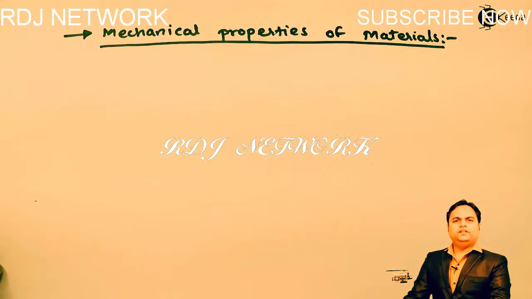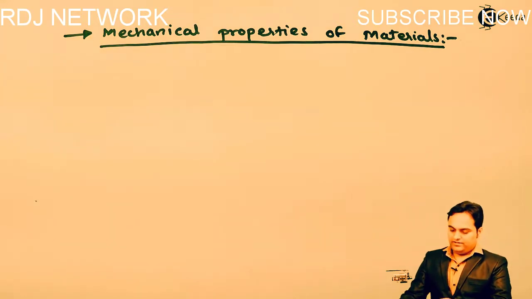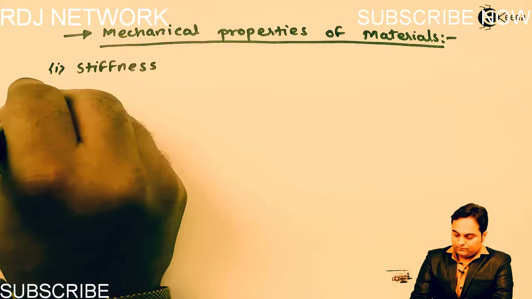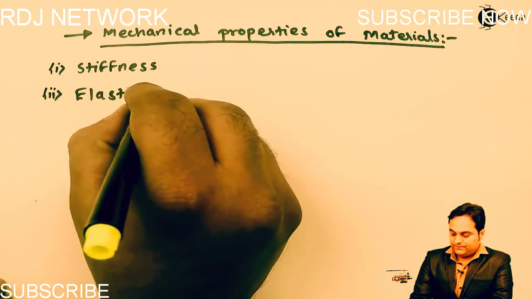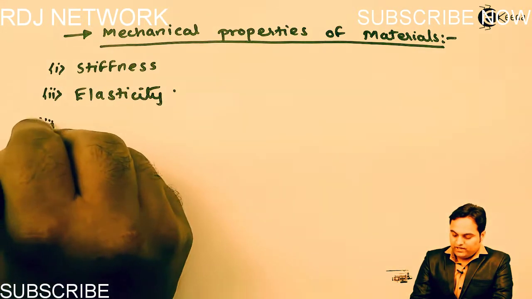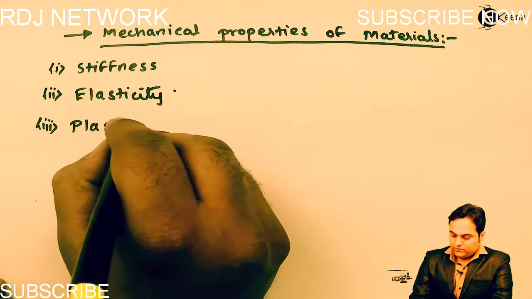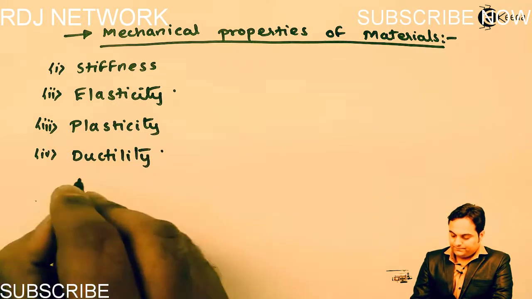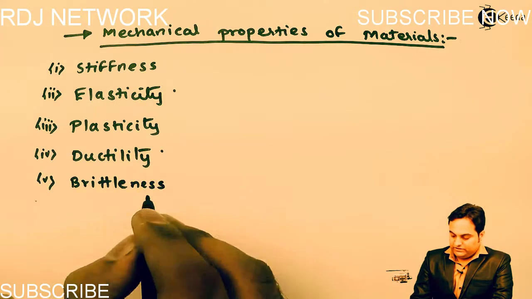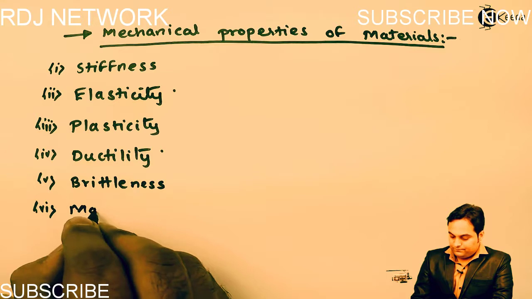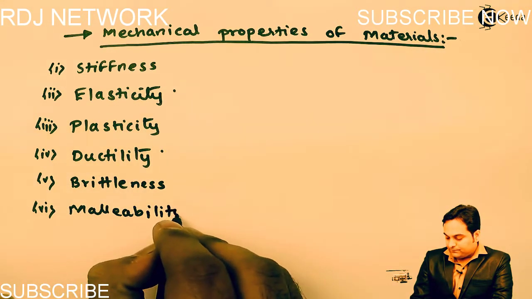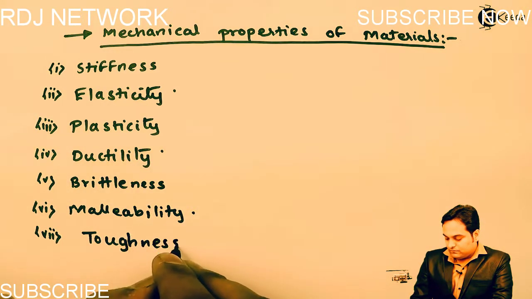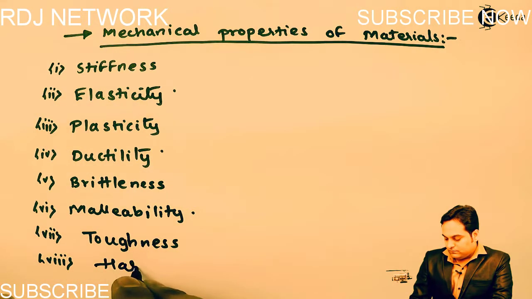Some of the common mechanical properties, or we can say mostly preferred, are: stiffness, elasticity, next we have plasticity, ductility, brittleness, malleability, toughness, and hardness.